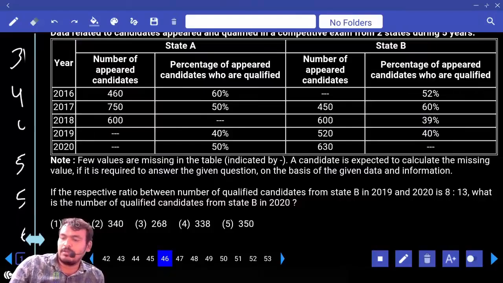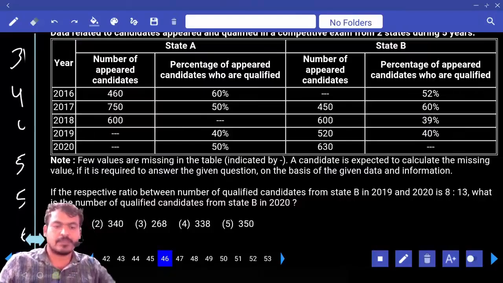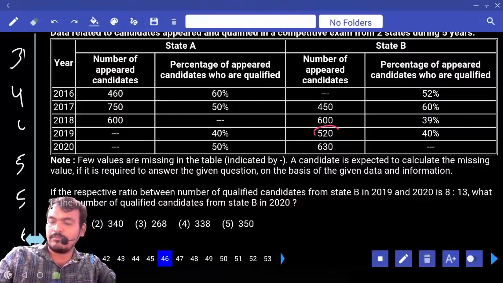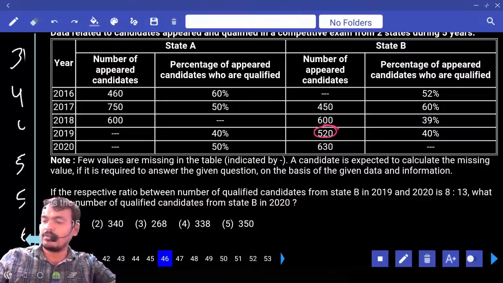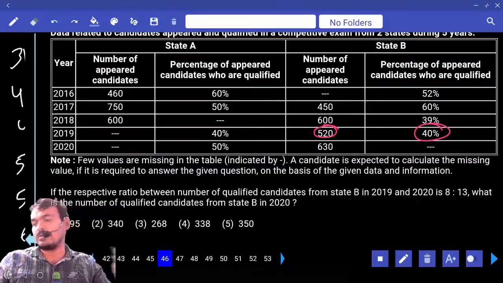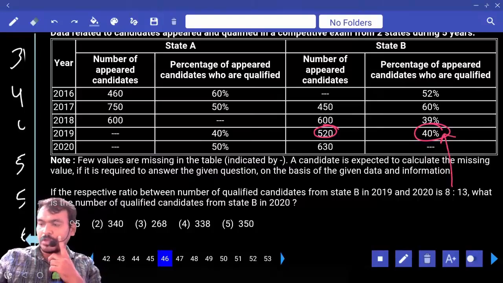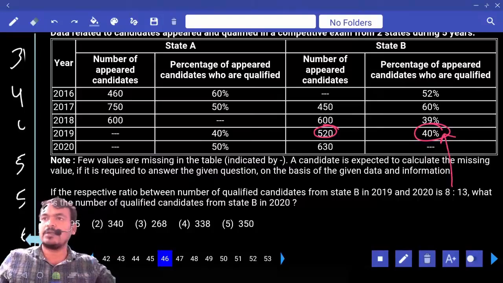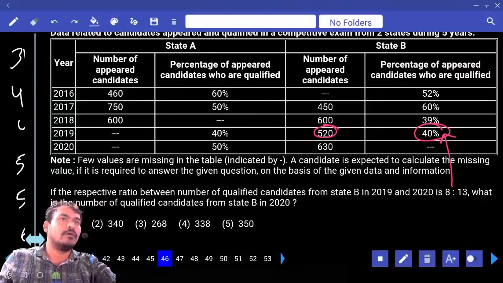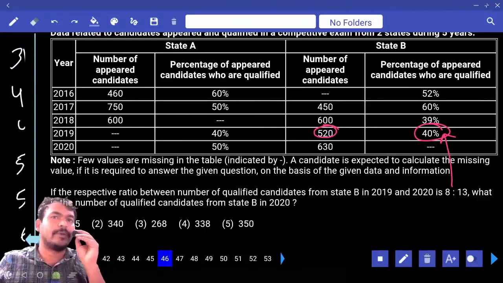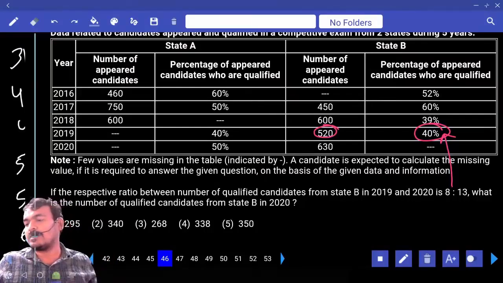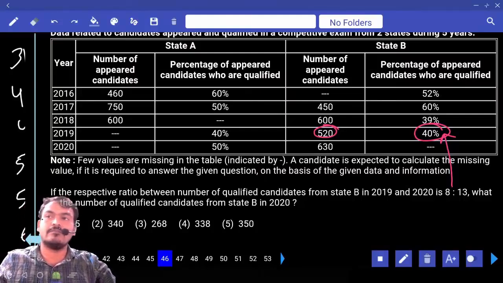First, state B qualified candidates in 2019. State B in 2019, 520. Out of 520, how much percent? 40%. That 40% represents how many parts? 8 parts. 8 parts are 40%. Every 1 part is 5%. Then 13 parts?